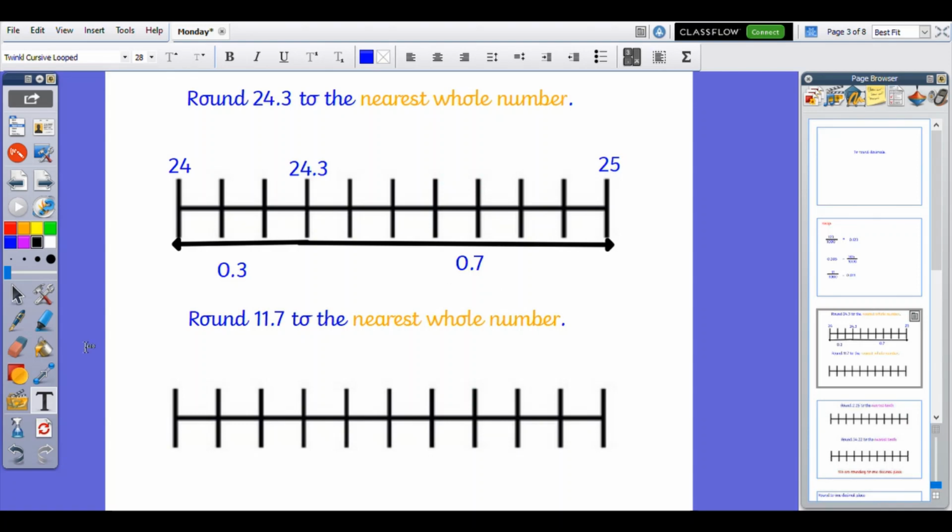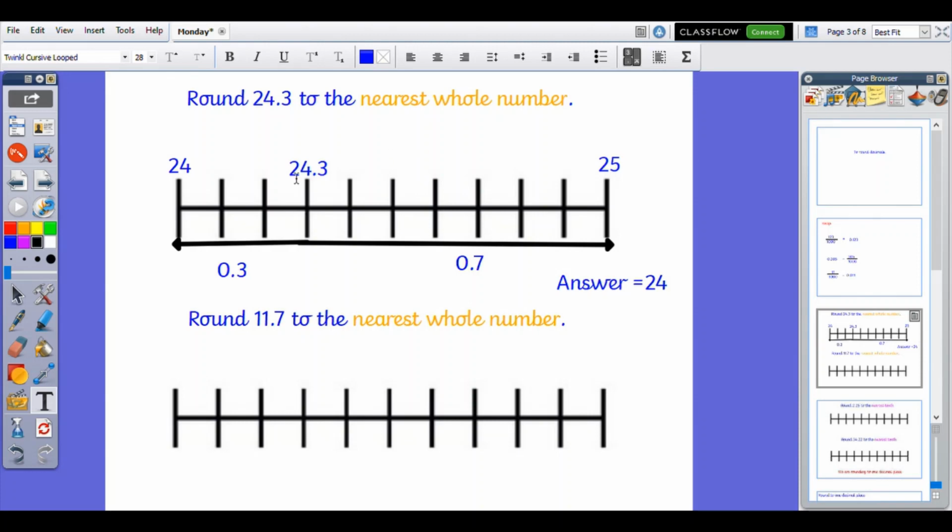Okay, so the whole number that 24.3 is nearest to is, so the answer is 24. So it is closer to 24. So remember when we round, we're looking for the number it's closest to. So it's closest to 24. Okay, this time we are going to be looking at rounding 11.7 to the nearest whole number.